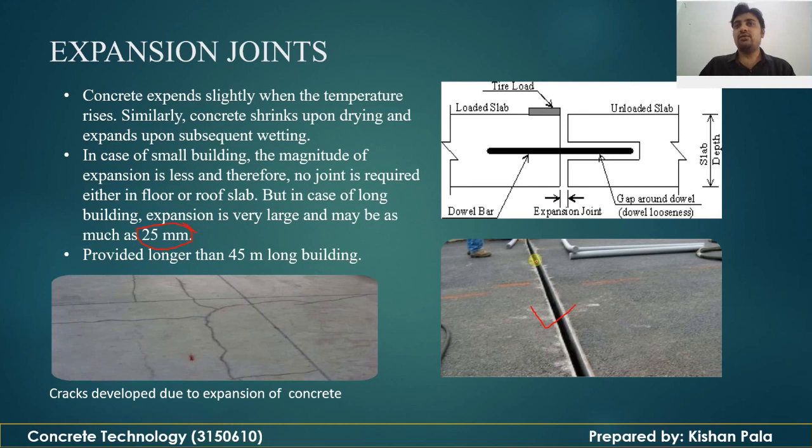You can see in the photo, this is the expansion joint. This is the intentional gap provided in the concrete element. Otherwise, cracks will develop due to the expansion, because all the particles are applying force to each other. So in that case, cracks develop due to the expansion of the concrete mass.